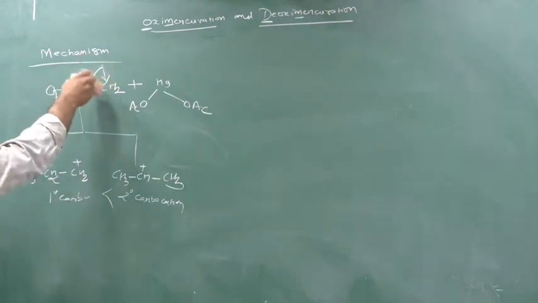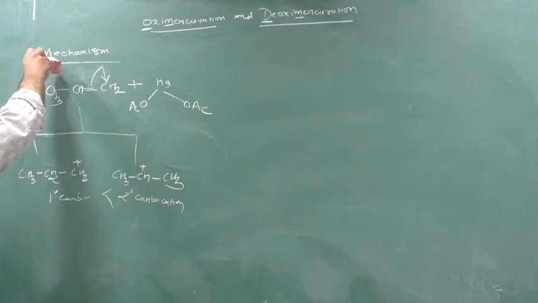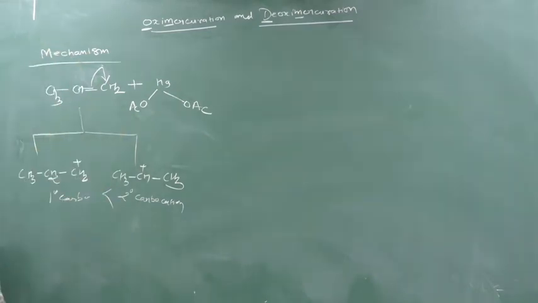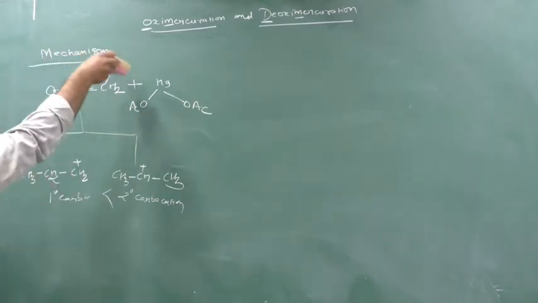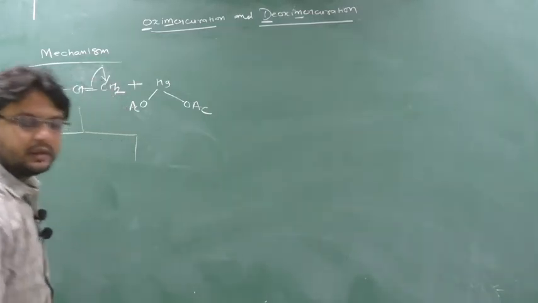Either it will cleave in this way or cleave in this way. If it is cleaving in this way, 2 degree carbocation. Cleaving in this way, 1 degree carbocation. So we know the 2 degree carbocation is more stable than 1 degree, so it will cleave in this way only. Clear this part?